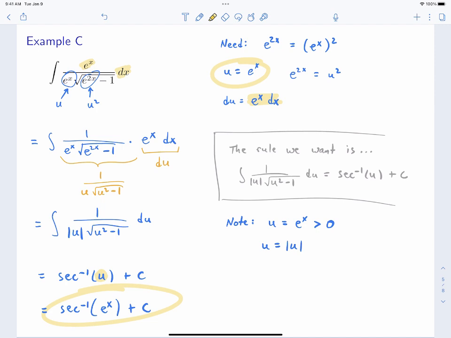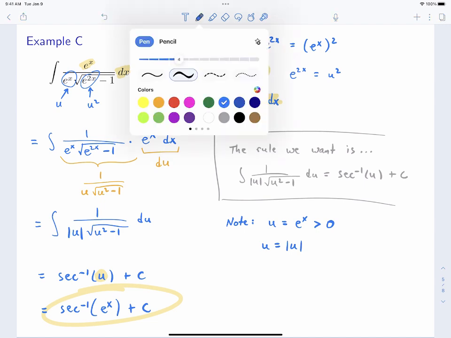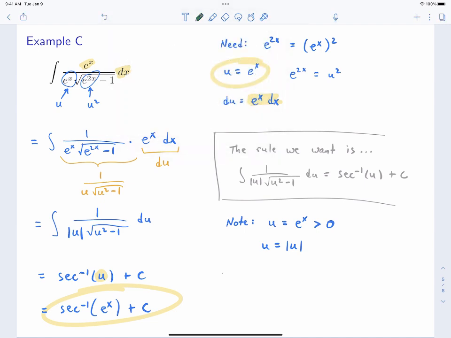Now, one thing that you might notice, if you look back at our original integrand, notice that this isn't in simplified form. There's an e to the x in the numerator, but there's also an e to the x in the denominator. We could cancel those out, and that gives us a simpler integrand. So let's write this as a remark.